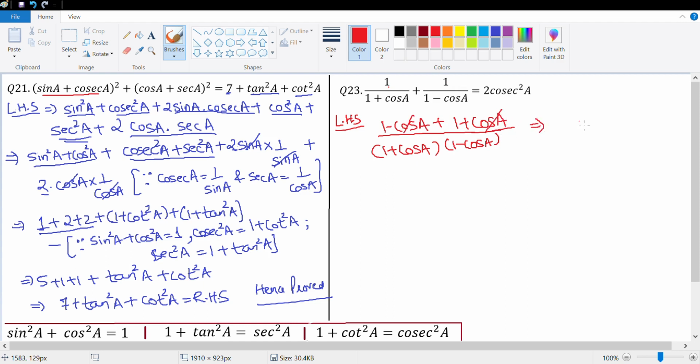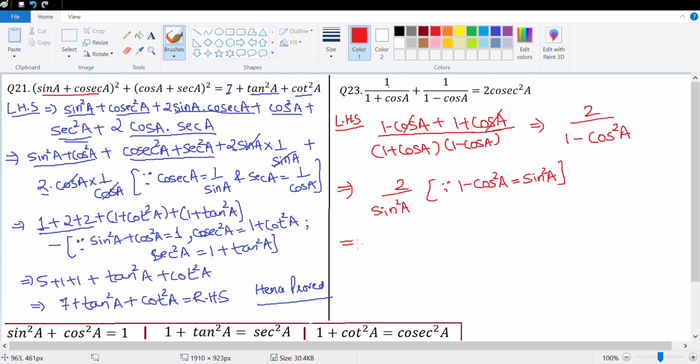So what I am left with is 2 upon 1 plus cos A into 1 minus cos A, which is basically in the form x plus y into x minus y, which means 2 upon 1 minus cos square A. Now let's look at the relationship between 1 and cos square. The relationship is 1 minus cos square is equal to sine square. So this is 2 upon sine square A. Reason being, since 1 minus cos square A is equal to sine square A.